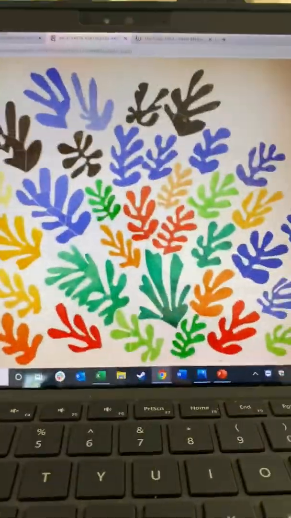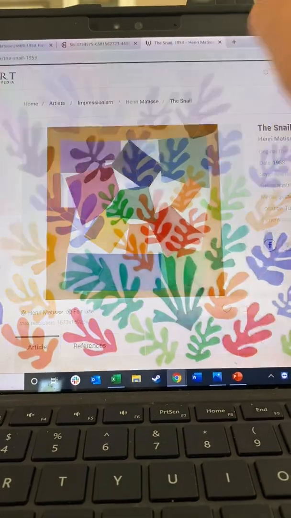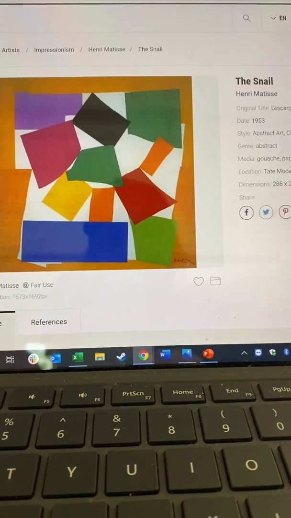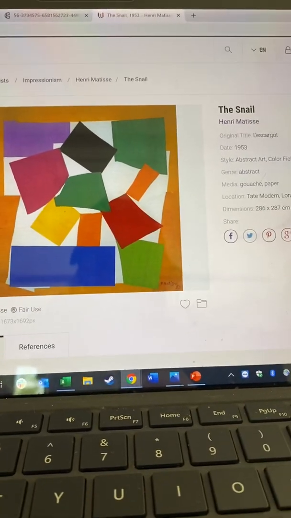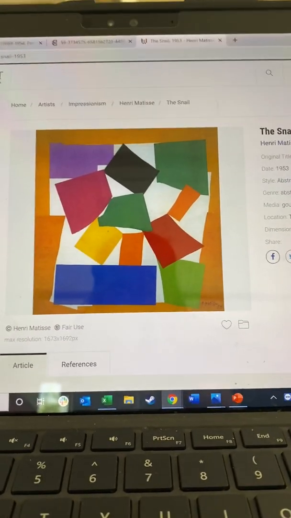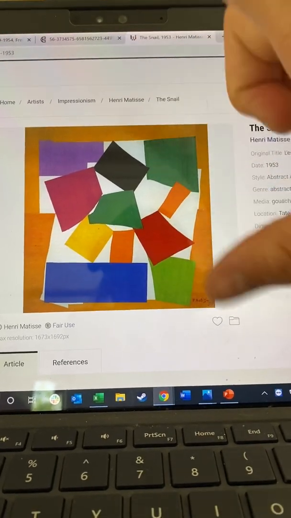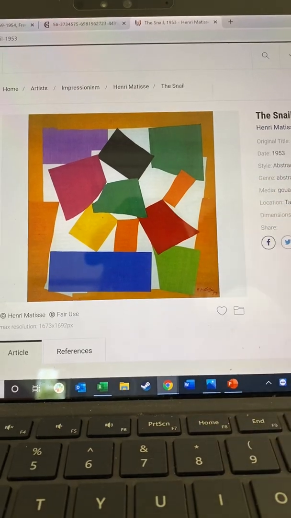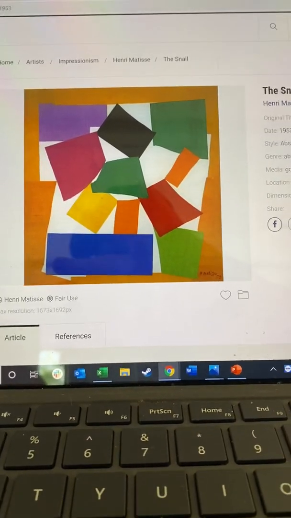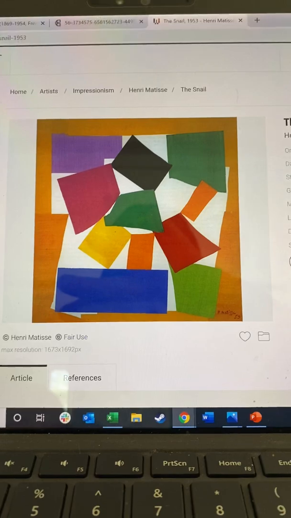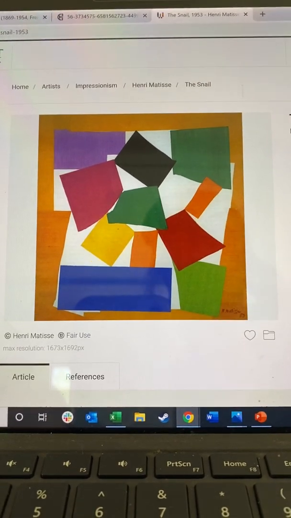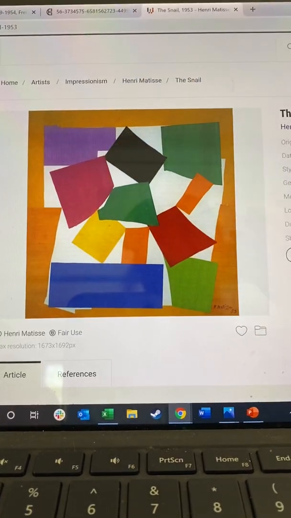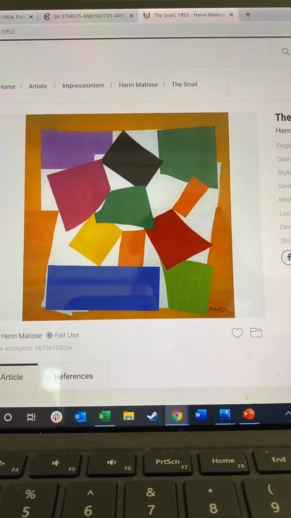The piece that we are really going to be looking at today is called The Snail by Matisse. And this here was made from paper. And we are going to try and do something similar. So this picture here is called The Snail. And I wonder, when we look at it, why he would name it The Snail. Do you see any similarities to the shape of how he placed the different shapes to how it could remind you of a snail?